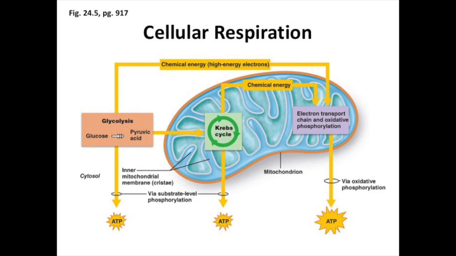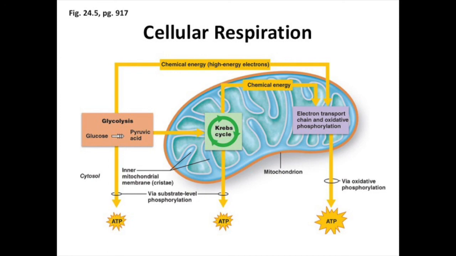So cellular respiration has 3 steps. The first one is glycolysis. It happens in the cytoplasm of the cell. Then we have the Krebs cycle that's happening inside the mitochondria. And then the electron transport chain is also happening in the mitochondria. Now you'll notice that all 3 steps say that they produce ATP, and that's true, but it's that last step, the electron transport chain and oxidative phosphorylation, that produces the bulk of the ATP.